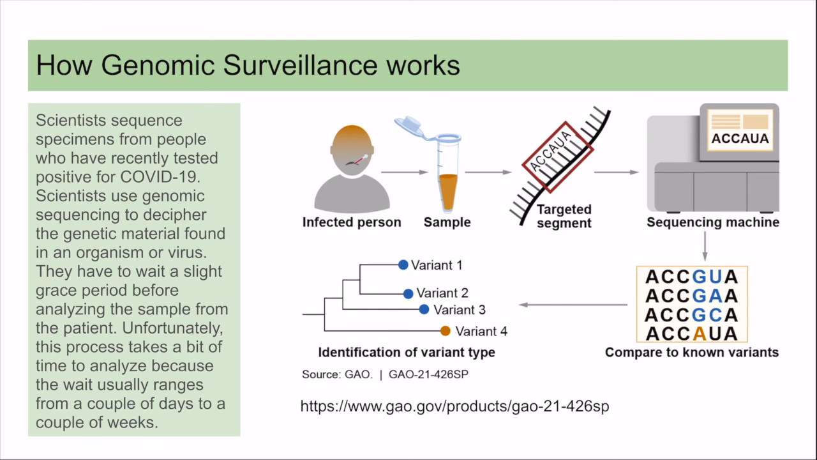Unfortunately, this process takes a bit of time to analyze because the wait usually ranges from a couple days to a couple weeks. And on the right, we see that you get an infected person, you take a sample from them, and then you locate the targeted segment and put that through the sequencing machine, and then after that you're able to compare it to the known variants and then finally identify what type of variant that infected person had.